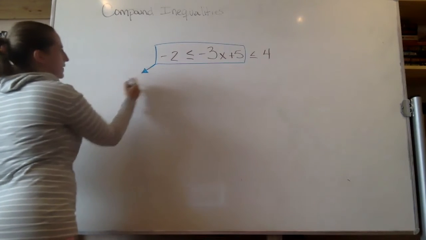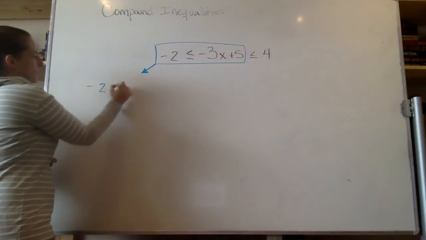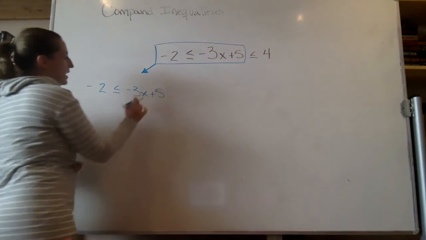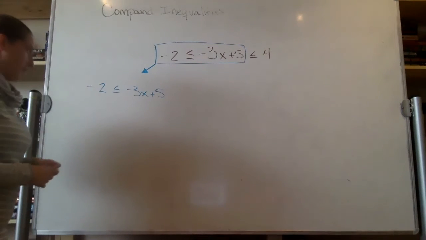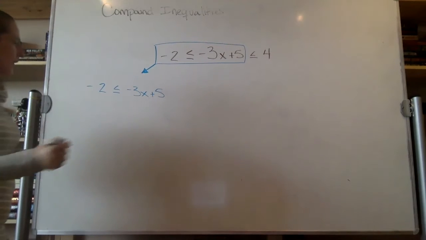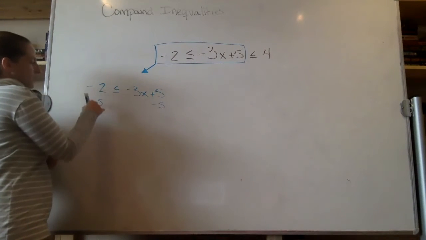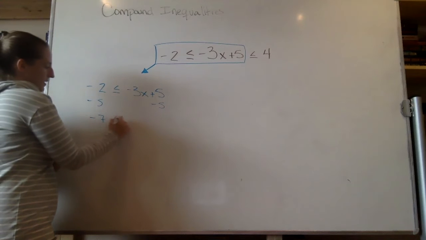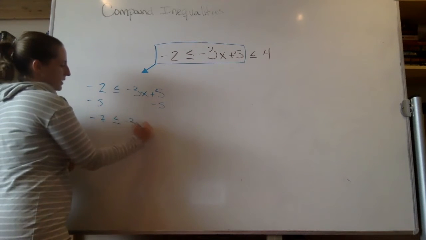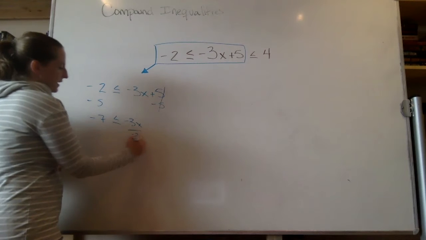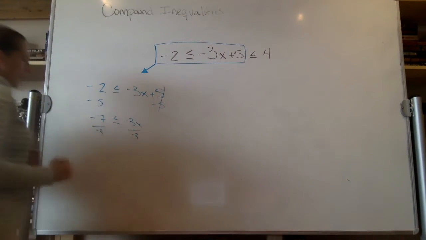The first inequality in this problem is -2 is less than or equal to -3x plus 5. Now we know how to solve that inequality, okay? And if we were to solve that, we would subtract 5 from both sides. -2 minus 5 is -7, less than or equal to -3x, 5 and -5 cancel. And then we would divide by -3.